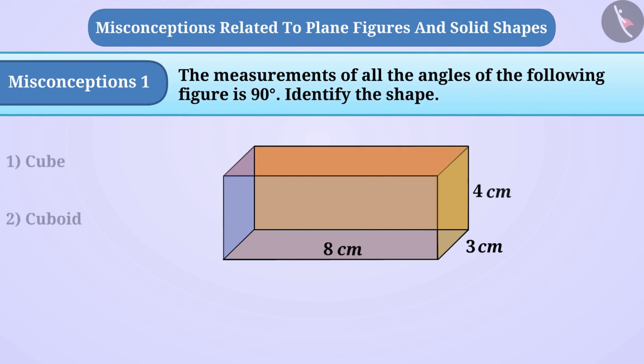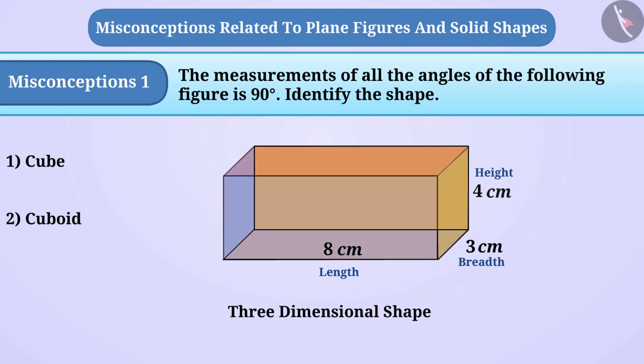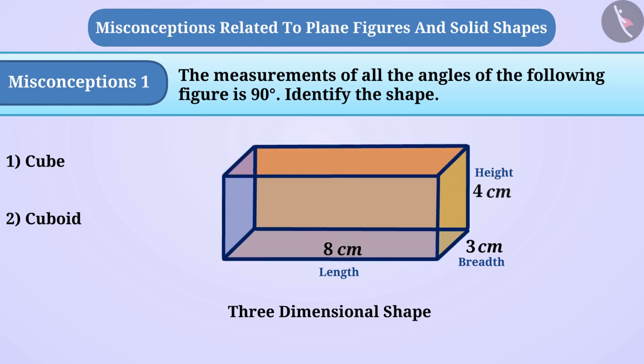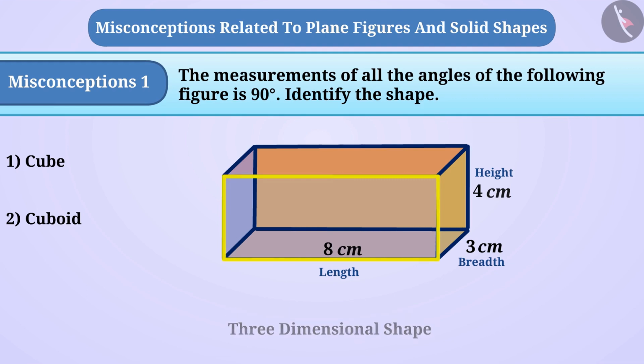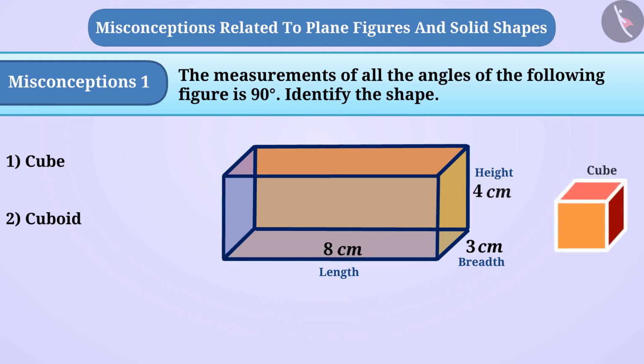Identify the shape. This shape has some length, breadth and height. That is, it has occupied some space. Therefore, the shape is a three-dimensional shape. Some children see that all the faces in the given three-dimensional figure are made up of four sides, so it is a quadrilateral. That's why they think that this is a cube. Here, the children do not notice that all the faces of this shape are not square shape.